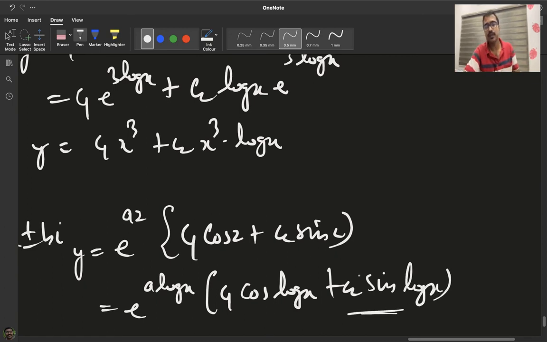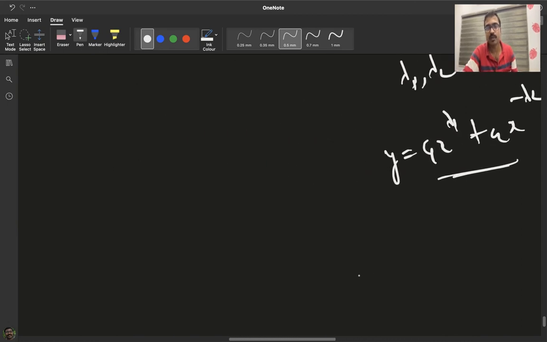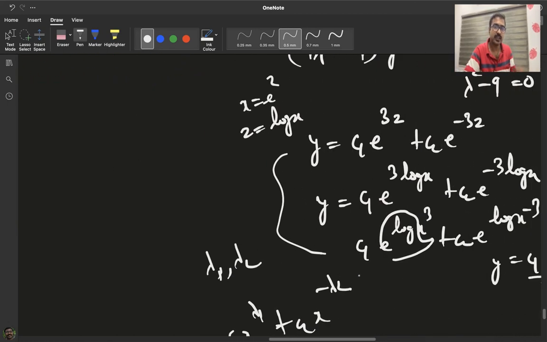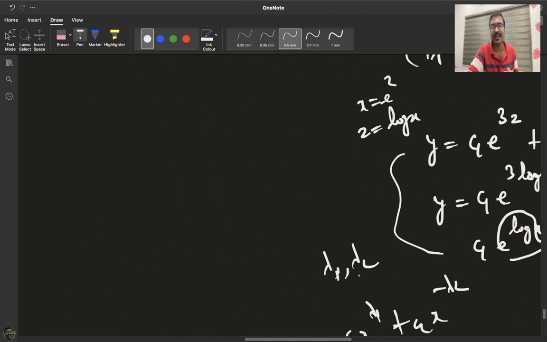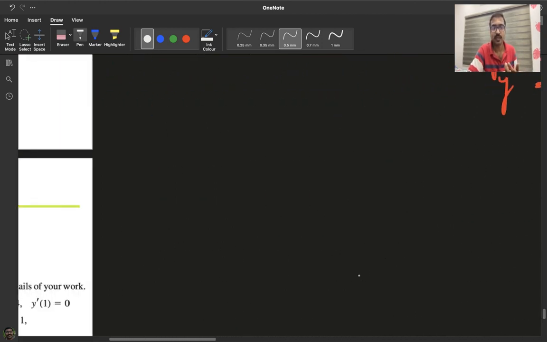If you know how to solve the homogeneous linear equations, you can solve all these problems. Additionally, they can ask you initial value problems also, to find c1 and c2. They can give the value of y of 0, y of 1, etc. So that also you can consider.